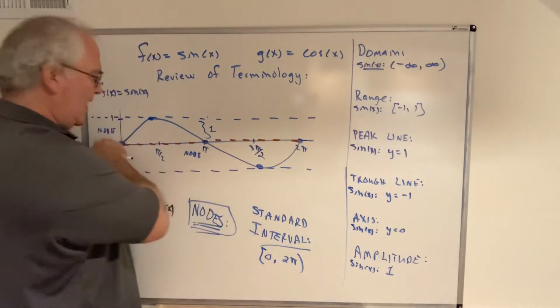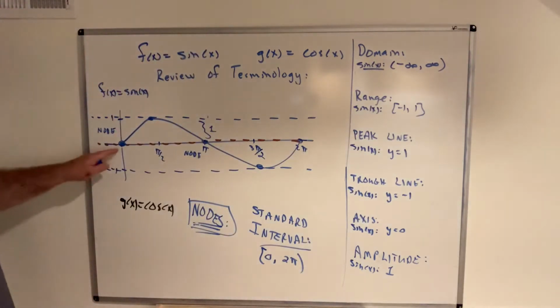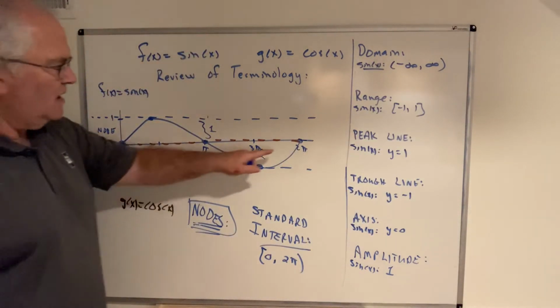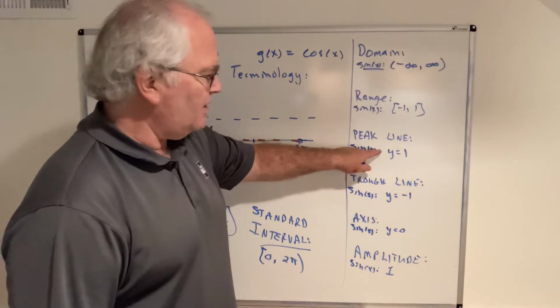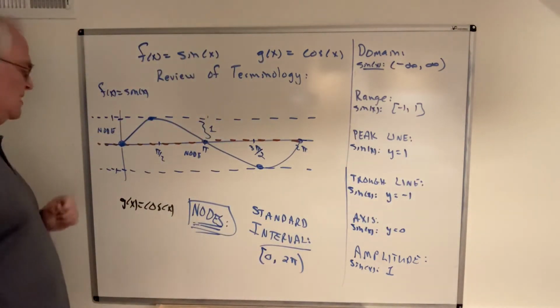And so if we had the entire graph, we would have an infinite set of points, the nodes, at 0, pi, 2 pi, next would be at 3 pi, then 4 pi. We would have negative pi, negative 2 pi, and so on in that direction.